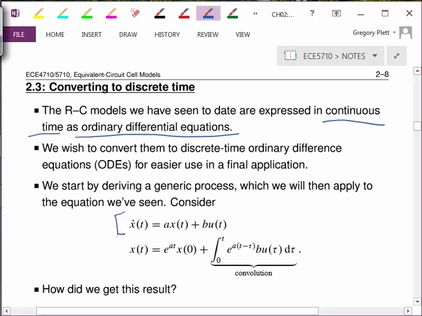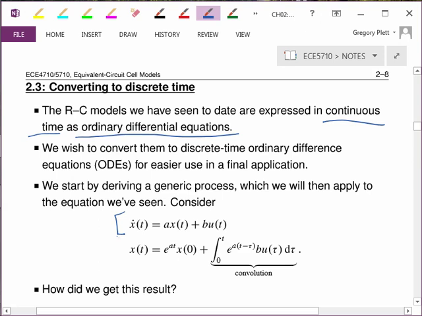So the generic model I would like to start with is x dot equals a times x plus b times u. And the idea here is x is some dynamic variable that depends on its own value and on some input signal u of t, and a and b are both constants.